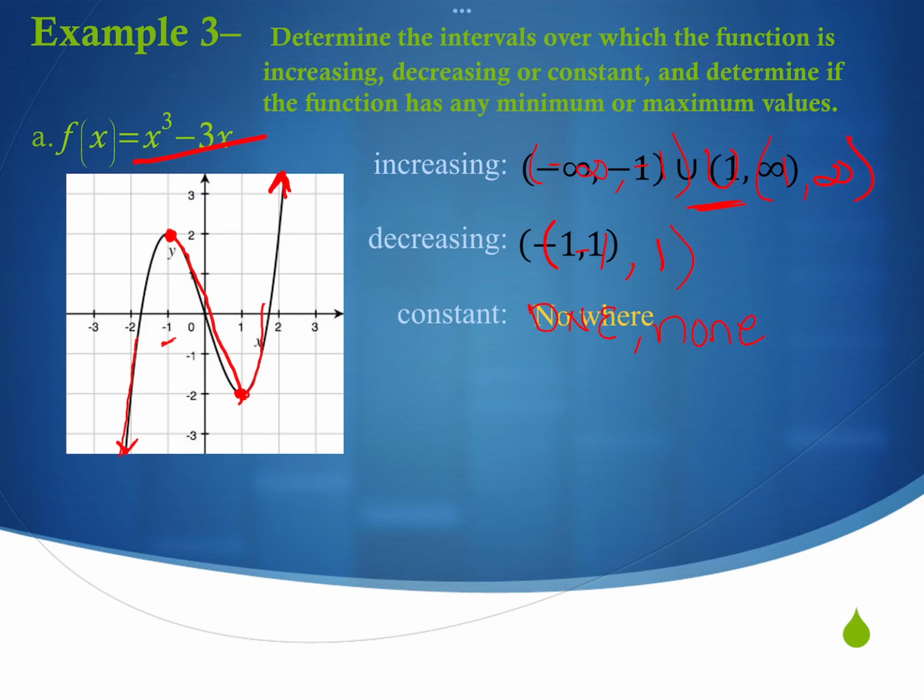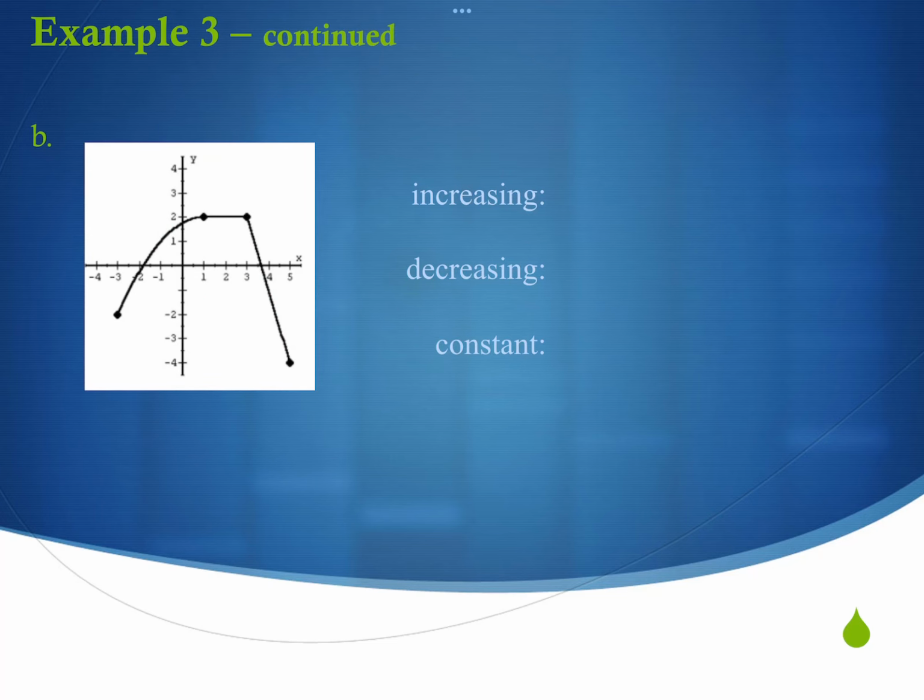So let's look at another one. If we look at this graph, again, reading from left to right, starting at my upper left, my most left point right here is -3, and it is increasing until I get to that point, so increasing from -3 to 1. Then right here at 1, it goes straight across, so it's constant from 1 to 3. Increasing, decreasing, and constant, we will always use parentheses. And then it starts to decrease right here, so it's decreasing from 3 to 5. And then that is all we are looking at.